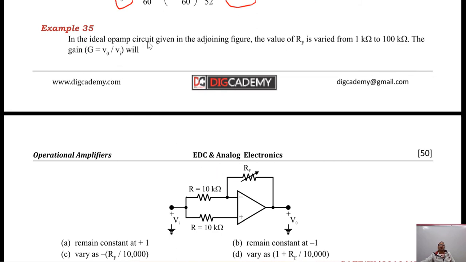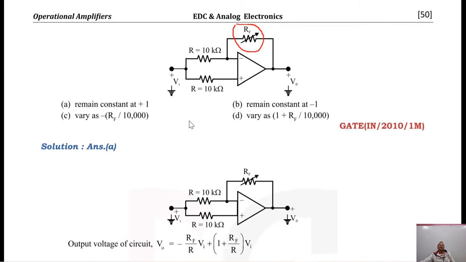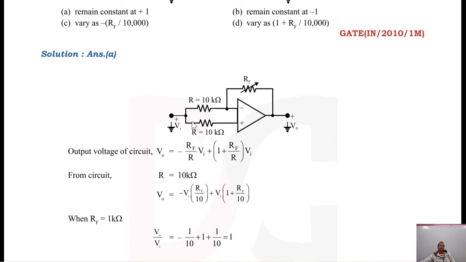In the ideal op-amp circuit given in the adjoining figure, the value of RF is varied from 1 kilo ohm to 100 kilo ohm. So this is the variable resistance in the circuit, which is being varied from 1 kilo ohm to 100 kilo ohm. You have to find the gain V naught upon Vi. Fine. Now let us see the output.